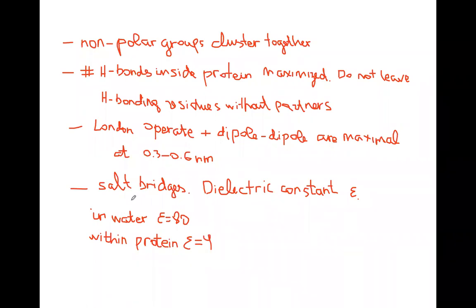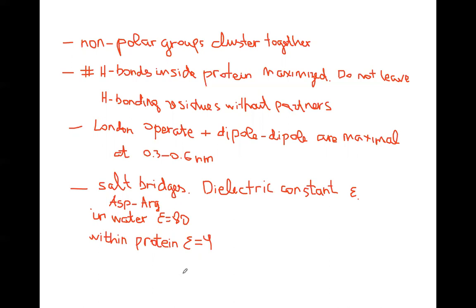So let's say you have aspartate interacting with arginine. This will form a salt bridge. One is permanently negatively charged, one is permanently positively charged. And so in water, they will interact, but not very strongly. The water will shield the charge contact. But within the protein, the electric constant is very small, and so these two will interact very strongly. All right, any questions to this point?